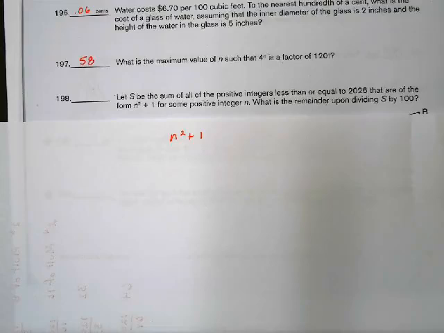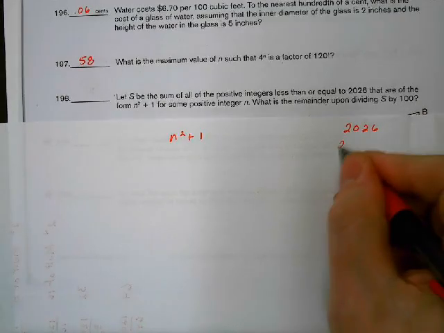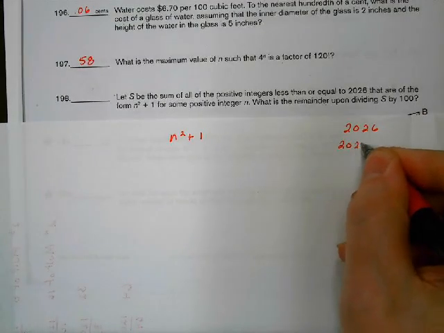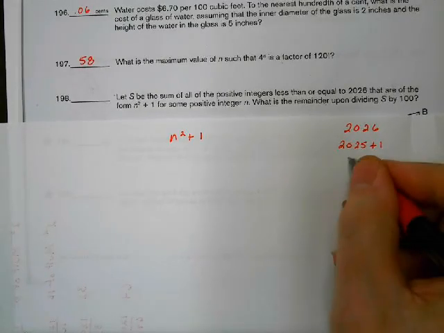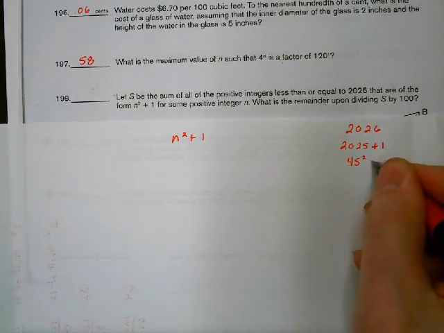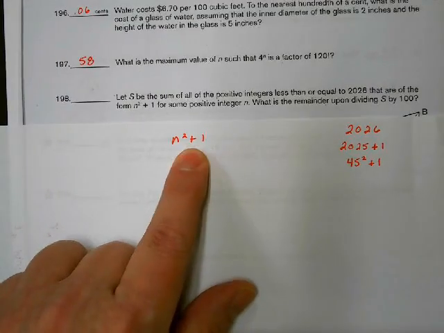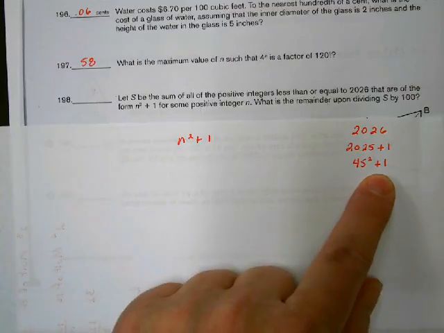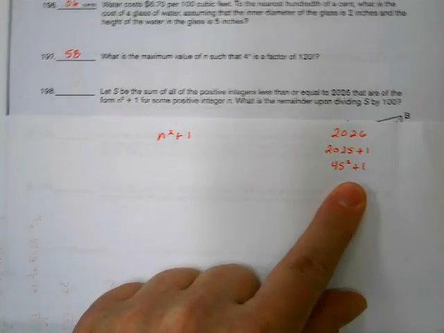Now, we know that 2026 is 2025 plus 1. And if you've been paying attention at all, you know that 2025 is 45 squared. So I have to go from 1 squared plus 1 up to 45 squared plus 1. So I want all of the perfect squares from 1 to 45. There is a formula for this. I didn't do it like that. I did it the long way and looked for a pattern, and I did find a pattern.